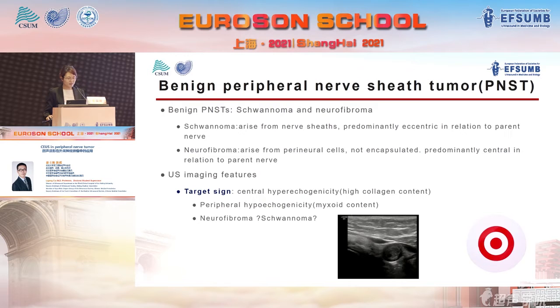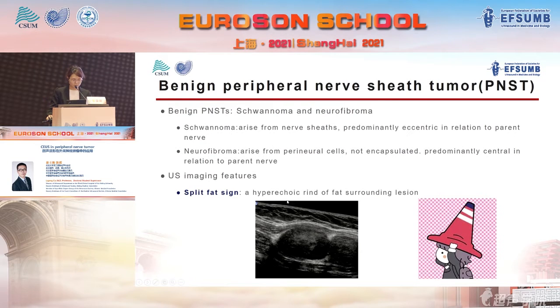And another sign is the target sign. It refers to the central hyperechogenicity, which might mean the high collagen content. The third common sign is the split fat sign. Split fat sign, a high anechoic rim of fat surrounding the lesion, is a bit like a little red hat.